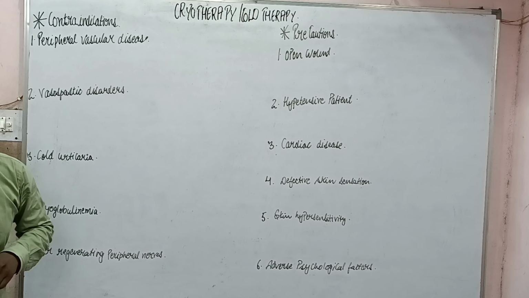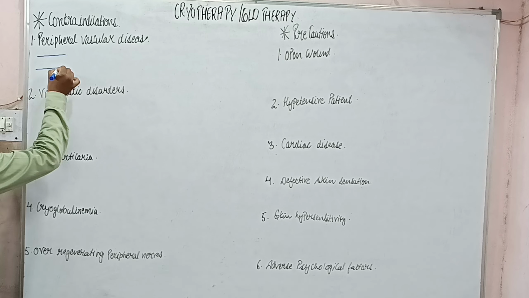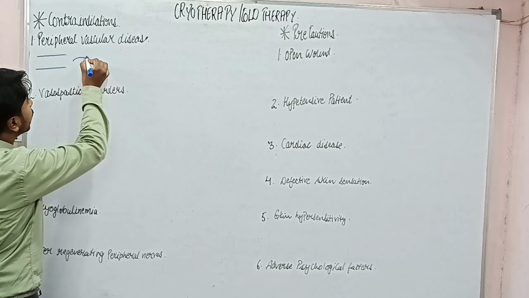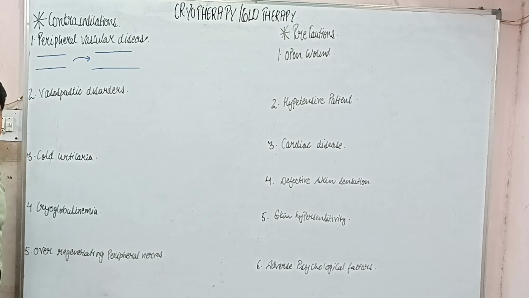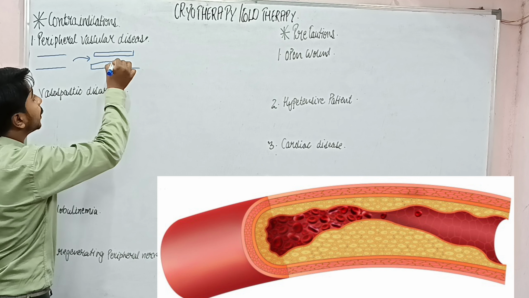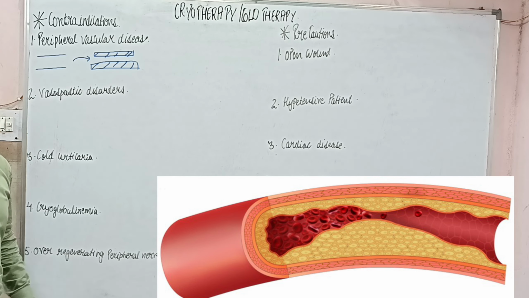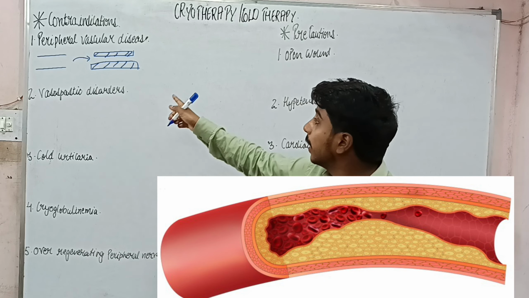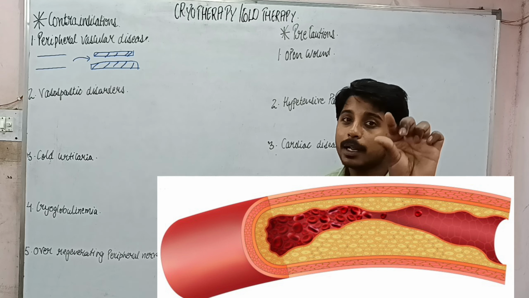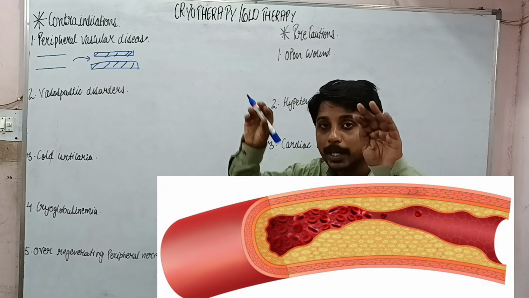The first contraindication is peripheral vascular disease. For example, the individual is suffering from arteriosclerosis. So this is the normal vessel, but in arteriosclerosis, which is an age-related degenerative change, it causes the thickening of the walls of the blood vessel. And if you can see that if there is thickening of the wall, then the lumen is reduced, that is, the blood flow will be reduced.